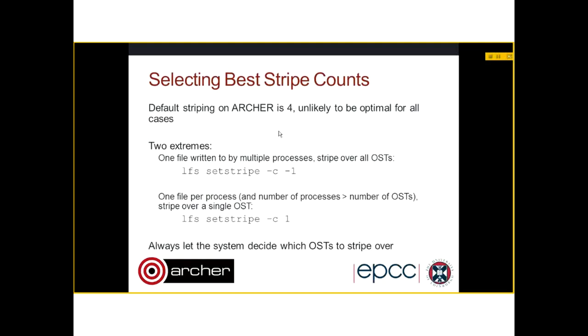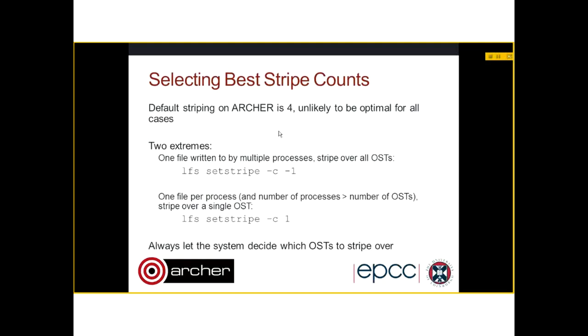In that case, if you can imagine just one of the file systems with 48 OSTs, if you had 48 processes and you had one file per process and they were striped one on each OST, and somehow you could guarantee that all the OSTs were different, then you can see you can get good bandwidth because effectively each file is completely independent.